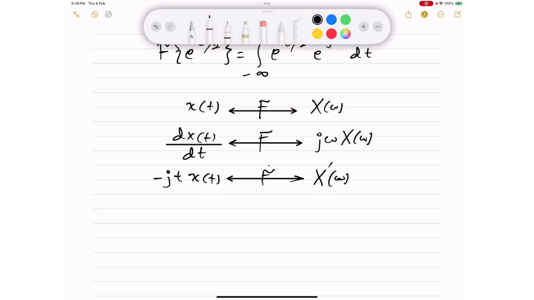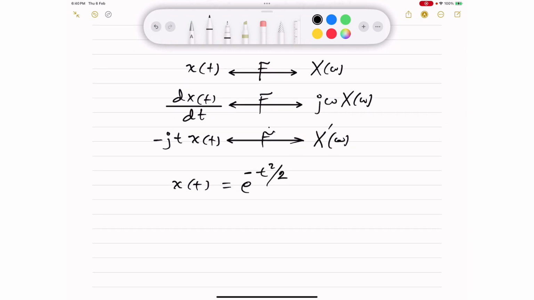So what I'm gonna do now, I will let x of t equal our function, which is e to the power minus t squared divided by 2. And then I will differentiate both sides with respect to time. So dx of t by dt would give us what? Would give us minus t e to the power minus t squared divided by 2.